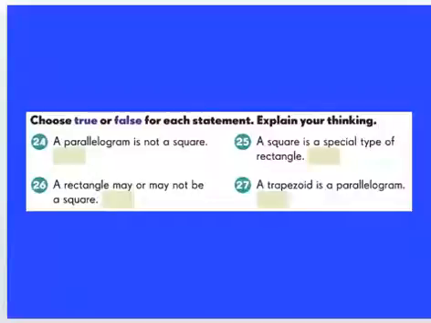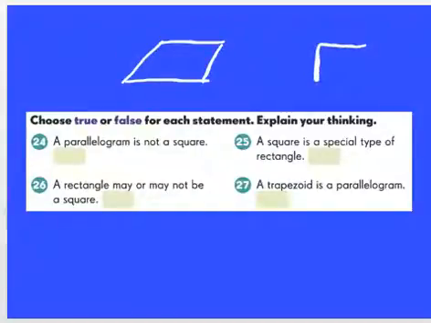All right, a parallelogram is not a square. Well, if I draw a parallelogram, it definitely doesn't look like a square. However, technically, a square is a parallelogram. So I could say the opposite. Because to be a parallelogram, all you need is 2 pairs of parallel sides, which a square has. So a square is a parallelogram, but a parallelogram will not always be a square. So that's a true statement.